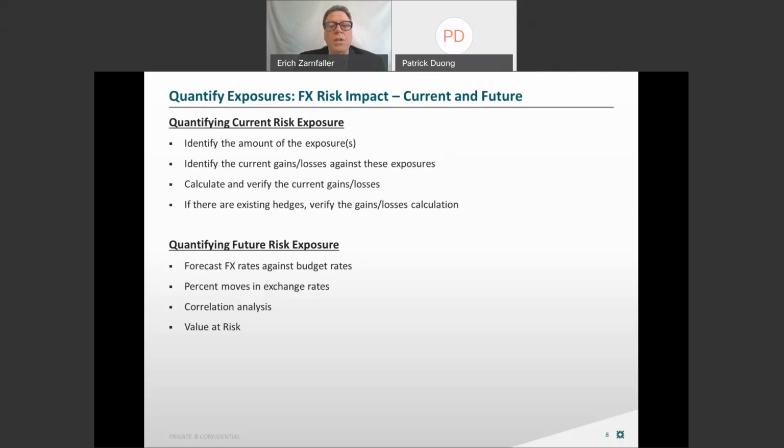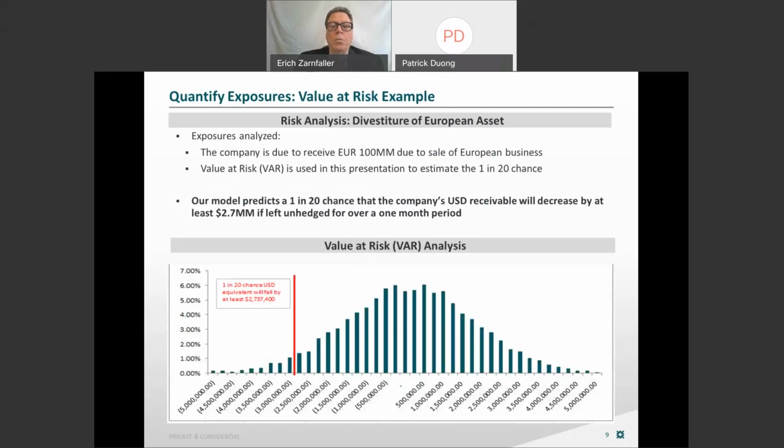The next example is a method for companies with more complex exposure profiles. This is the value at risk analysis as illustrated on the next slide. The example is a realized 1-month transaction exposure of 100 million euro and illustrates how the value at risk analysis creates a range of potential gains or losses in the chart at the bottom of the page. The value at risk used in this presentation is 1 in 20.